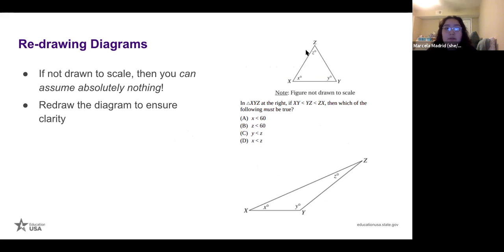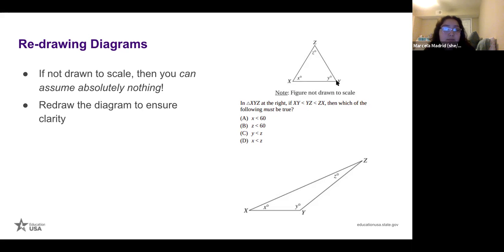So here's an example on the right. In triangle XYZ at the right, if line segment XY is less than line segment YZ, which is less than line segment ZX, then which of the following must be true? The drawing is an equilateral triangle, but the information you're given in the question is that none of the line segments are equal. So this is purposely drawn in a way where you assume, oh, equilateral triangle, it must be 60 degrees, which is false.